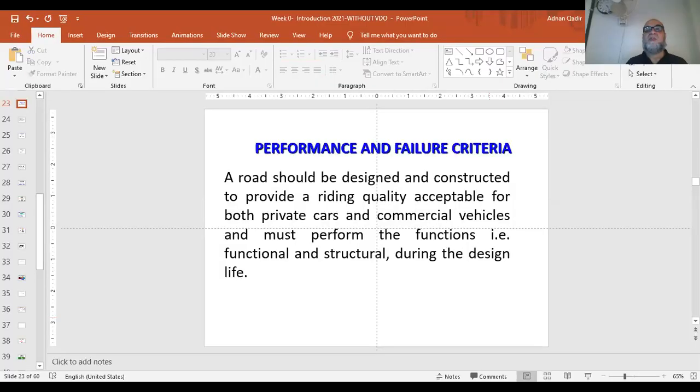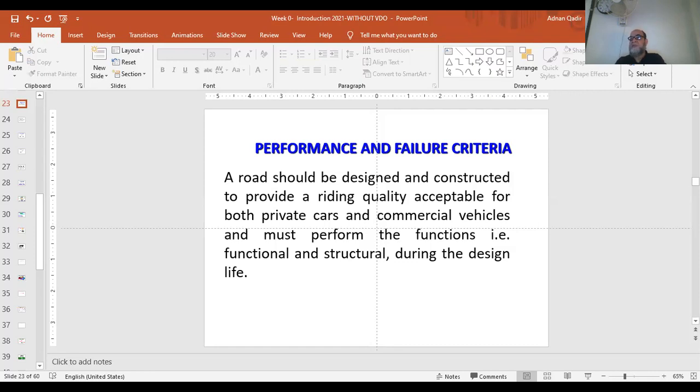Okay, we start with our lecture. We continue with this introduction, the performance and failure criteria. Obviously, we know that pavements are designed to fail, and we get this idea when it fails is how it performs. The performance measurement is very easy.